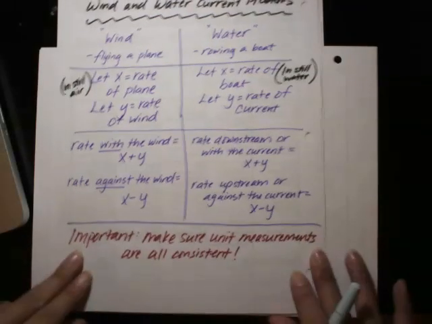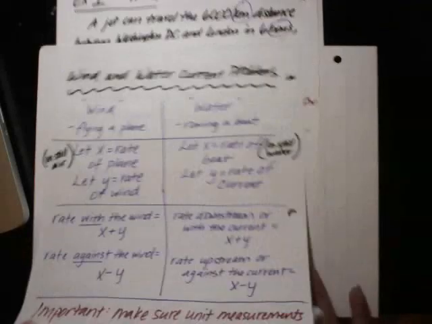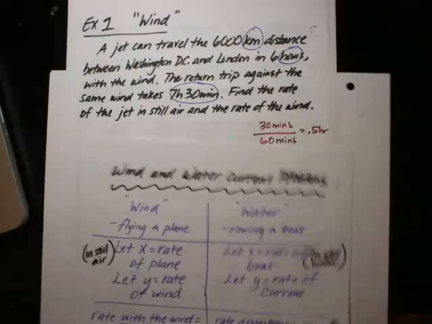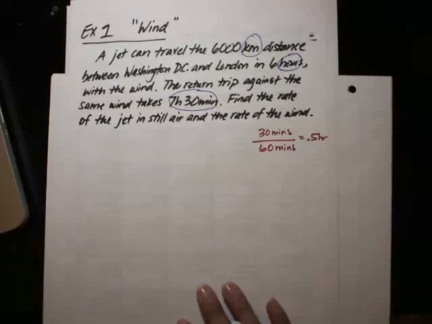We're going to take a look here at example number 1. Example number 1 is a wind problem. It says a jet can travel the 6,000 kilometer distance between DC and London in 6 hours with the wind. The return trip against the same wind will take 7 hours and 30 minutes. Find the rate of the jet in still air and the rate of the wind. I'm going to pause to let you write that down.